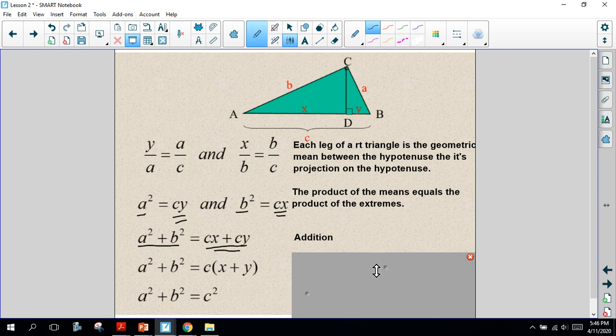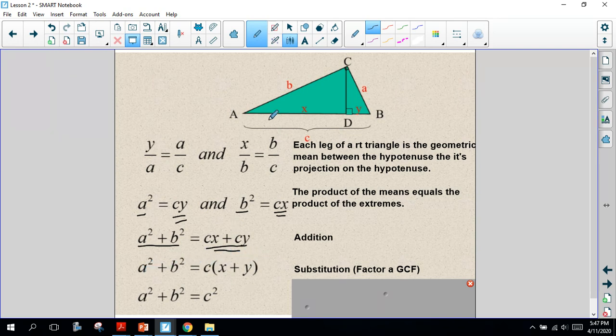We don't really have the factoring property, if you will. It's the reverse of the distributive property. But by substitution, we just know this from algebra that those are equal, and so I'm just replacing something with something of equal value. Well, I'm getting really close here. I have a squared plus b squared equals c times x plus y.